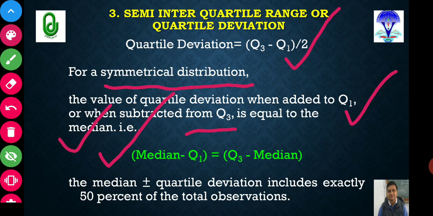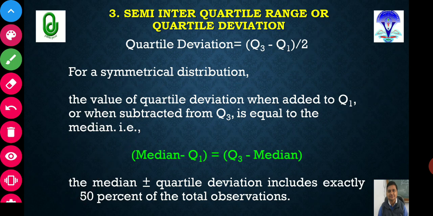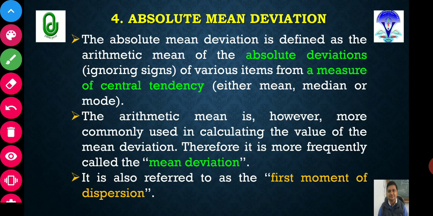The median plus and minus quartile deviation includes exactly 50% of the total observations, for the obvious reason that we have already discussed in the quartile deviation also. So we should just remember the names of these three measures. The fourth one is the absolute mean deviation.